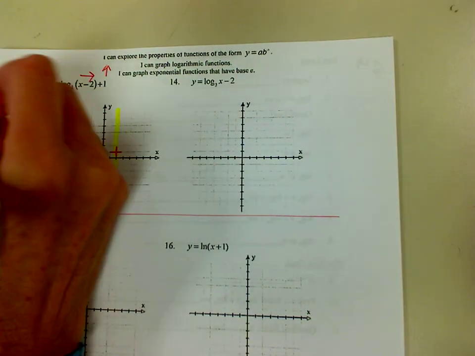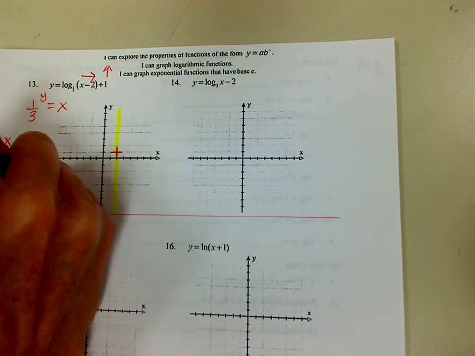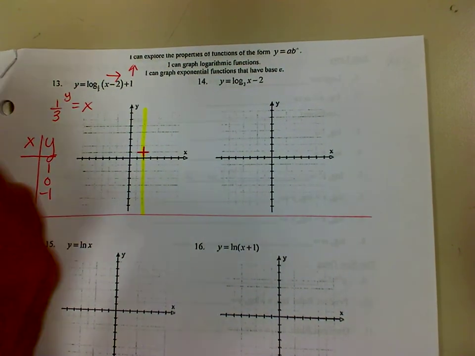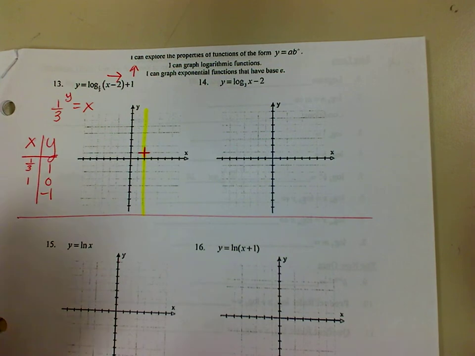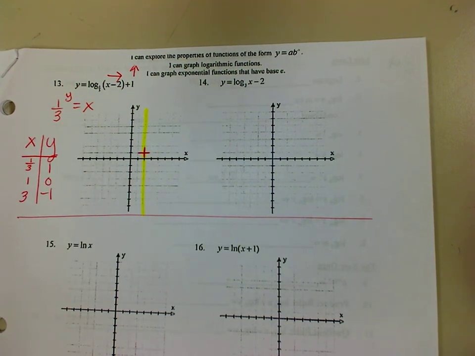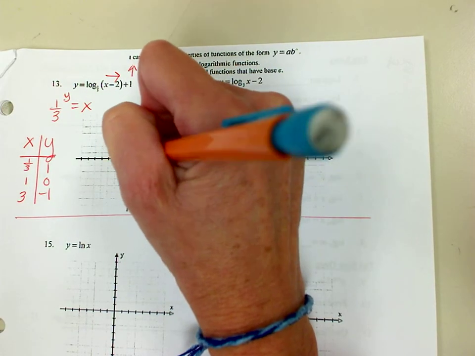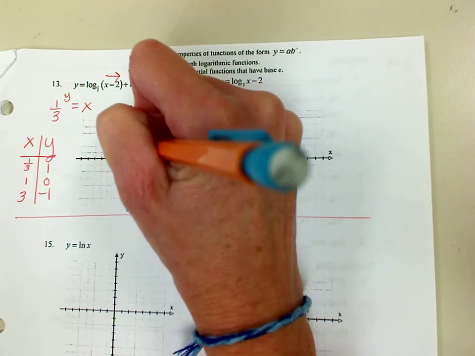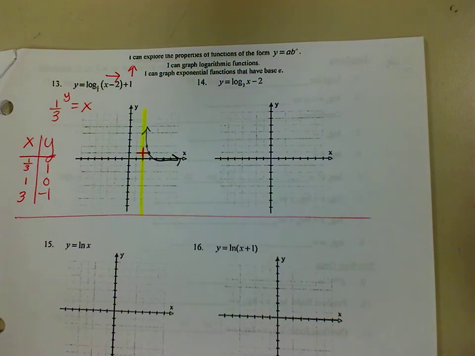Now I'm going to make a table. Since y is the exponent, 1, 0, -1 goes there. Next to 1 is the base, next to 0 is 1, and next to -1 is the reciprocal. So now I'm going to plot those points, and connect. Looks something like that.